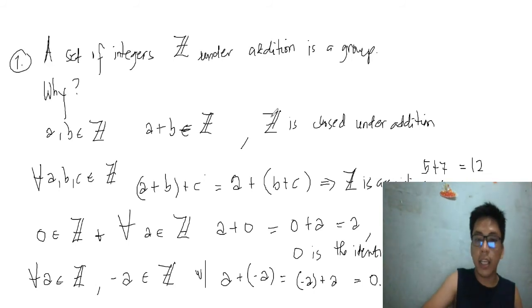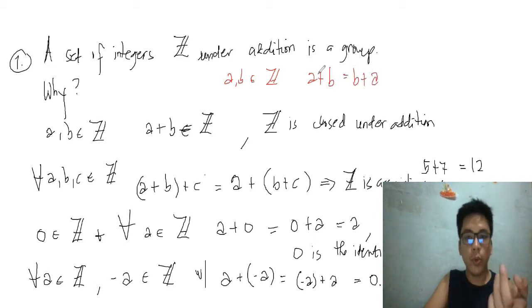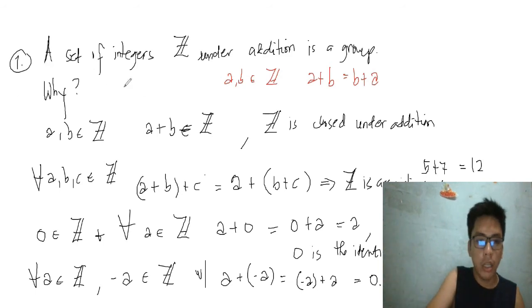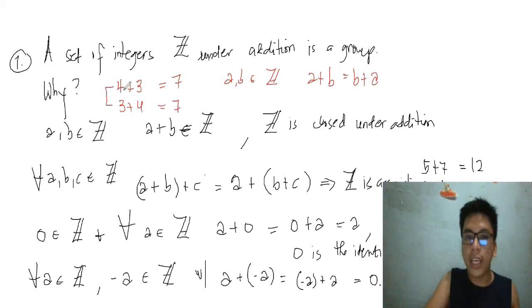In fact, this is an abelian group. Why? Because if you pick two elements, let's say A and B in Z, remember that if you add A and B, that's the same as adding B and A. Let's say you pick two numbers, 4 and 3. If you add 4 and 3, that's going to be 7. If you add 3 and 4, that's still 7. This simply tells us that 4 plus 3 is the same as 3 plus 4. So we can say that commutativity holds in Z. And so Z is an abelian group.